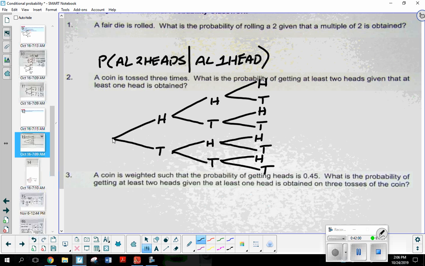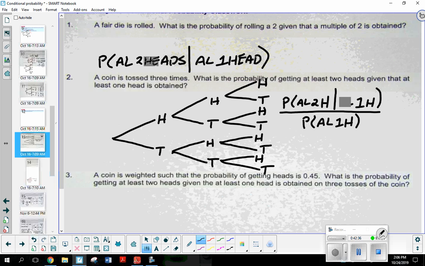Well, what we want to do is apply the formula to this, and then we'll look at my diagram to see if it can help me out. So we're going to be looking for the probability of at least 2 heads, I'll just put 2H, given at least 1 head, divided by what? The probability of at least 2 or 1 heads? 1. Remember, whatever's given, that's what we divide by. So the probability of getting at least 1 head.